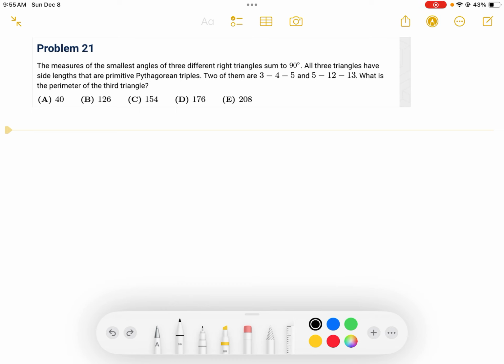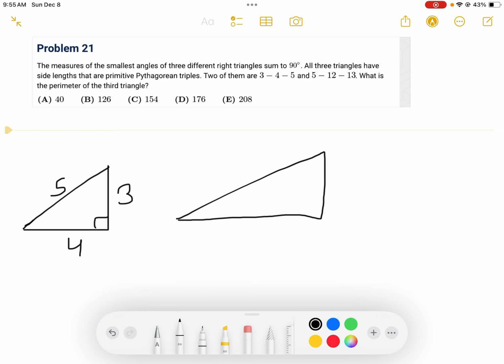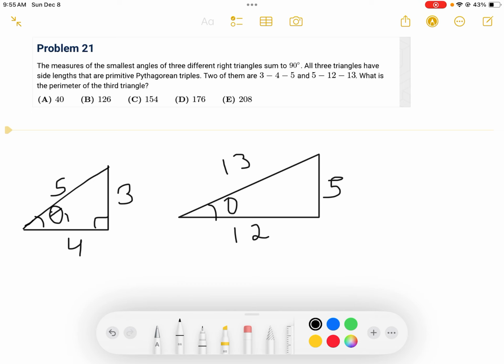Okay. So what I'm going to do first is draw these triangles. So there's our 3, 4, 5 right triangle, and there's our 5, 12, 13 right triangle. And we know that the smallest angles will be opposite the shortest side of the right triangle. So I'm going to call this angle theta 1 and this angle theta 2.